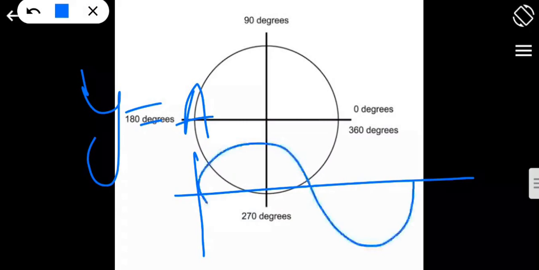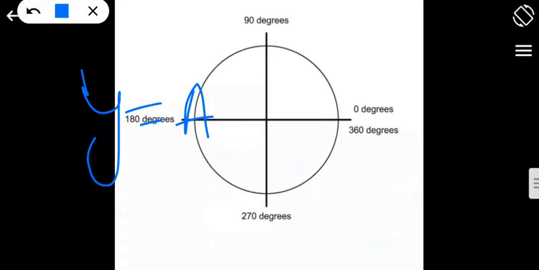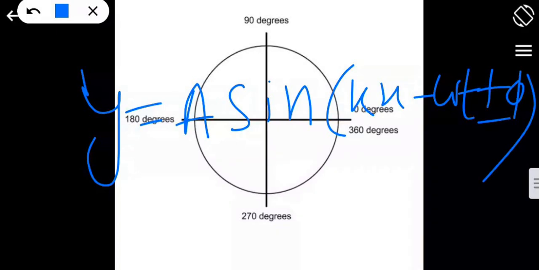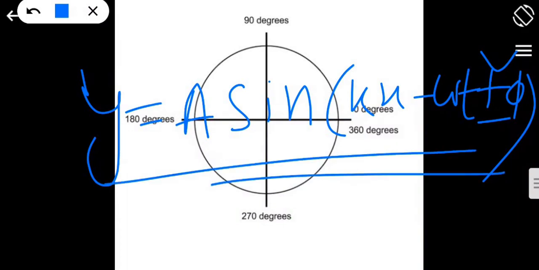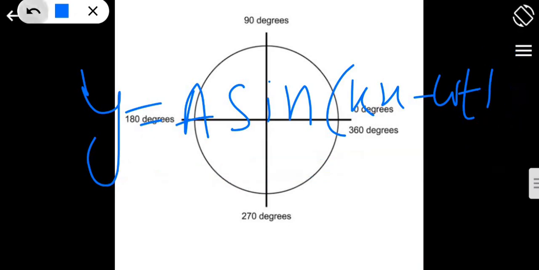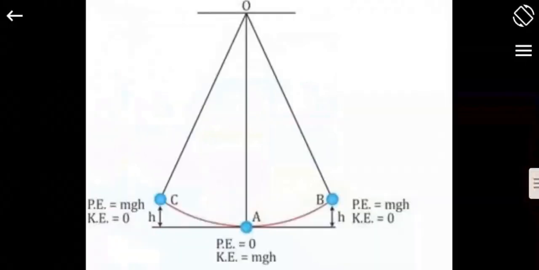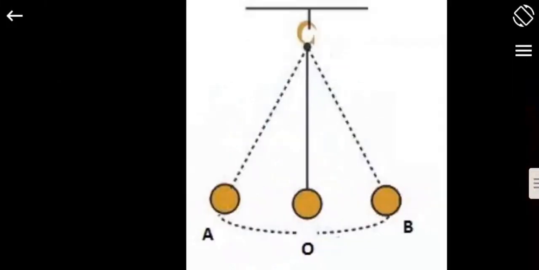So for left to right we are going to get the equation y = A sin(kx − ωt ± φ). The phase will be plus or maybe minus. So the full equation of the wave is A sin(kx − ωt ± φ), where φ is the phase angle. Now let's move on to the next.